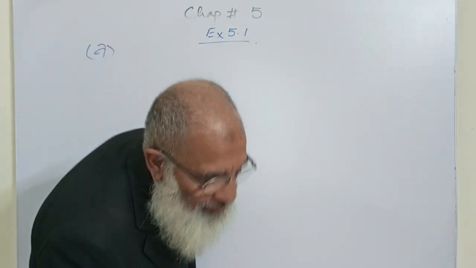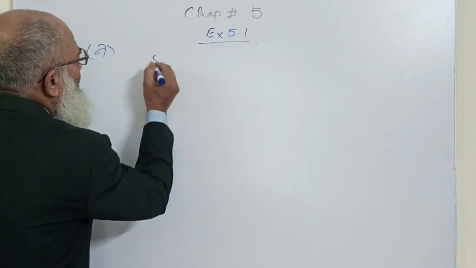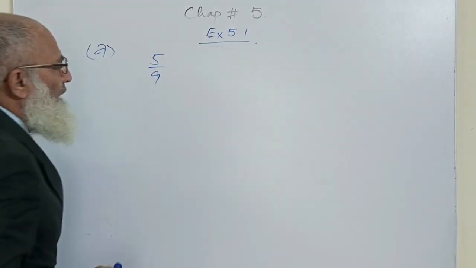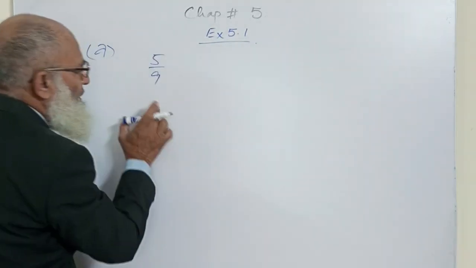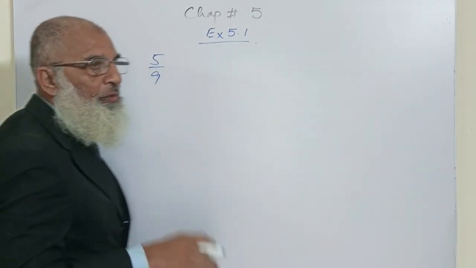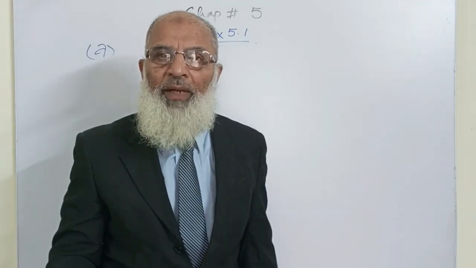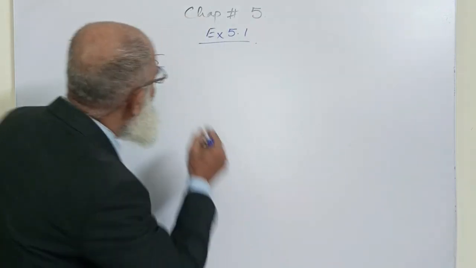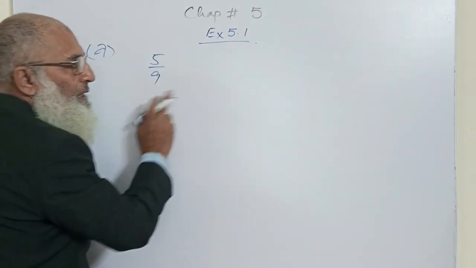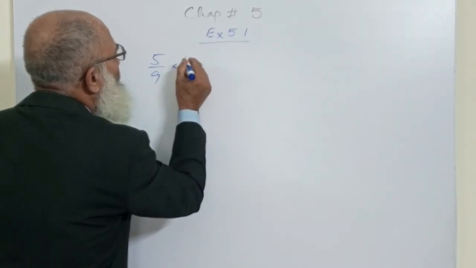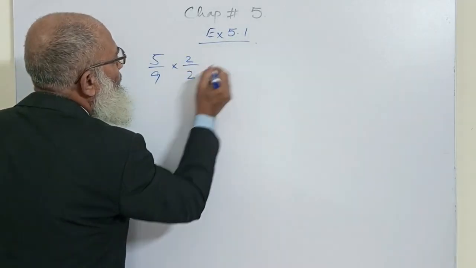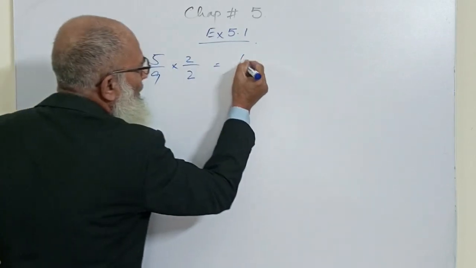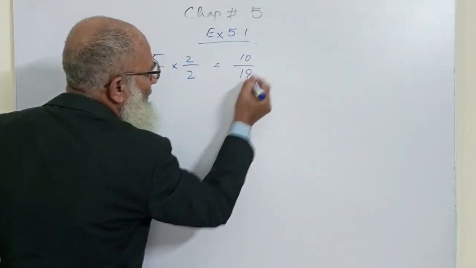For A is 5 divided by 9. We have to find the equivalent fraction for this fraction. So we can either multiply it or divide it. It is very easy to multiply it. So multiplying it with 2, we will get 10 and 18.